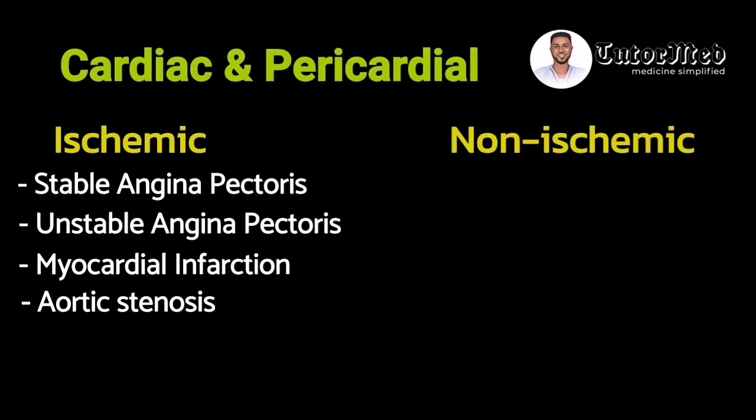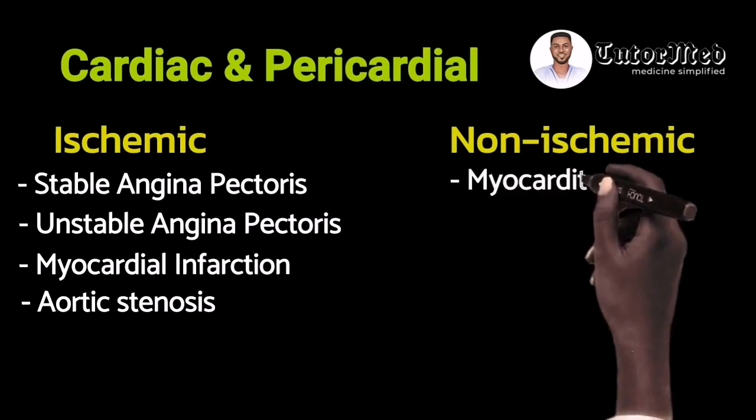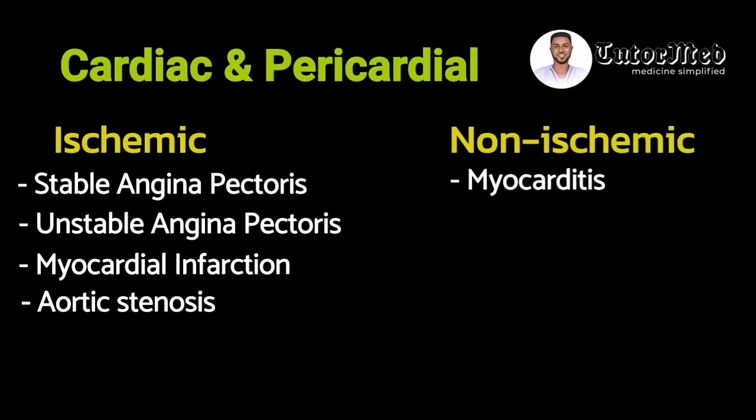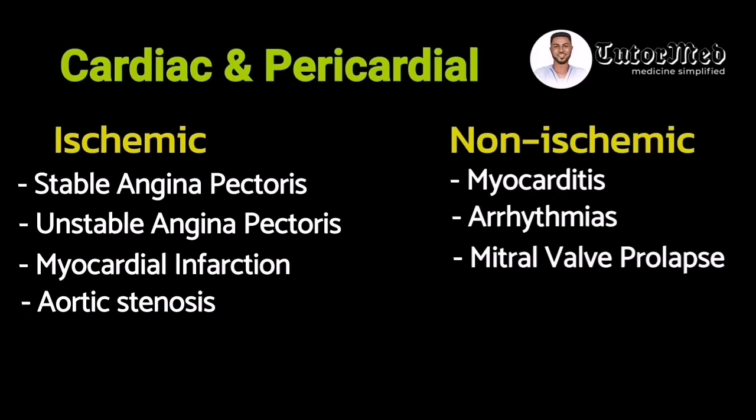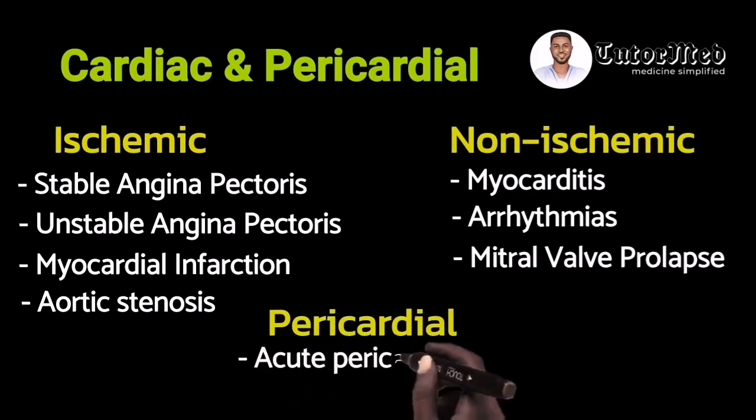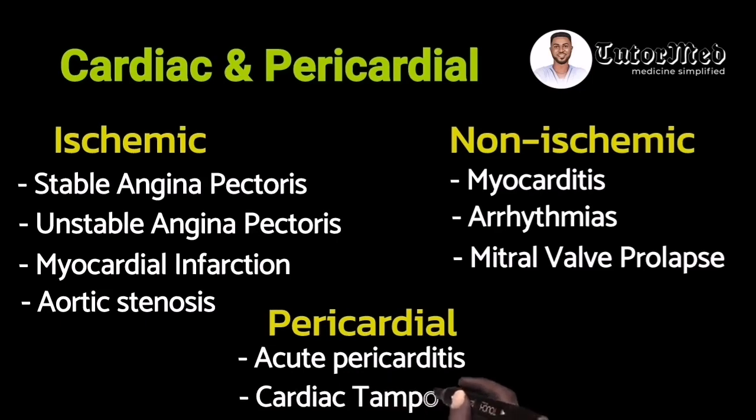For the non-ischemic heart diseases, we have inflammation of the myocardium, known as myocarditis. We have conduction disturbances, known as arrhythmias, and then mitral valve prolapse. Then we turn to the pericardium. The pericardium can be inflamed in a condition known as acute pericarditis. Or sometimes the pericardium can be stretched by excessive fluid within the pericardial space, called cardiac tamponade.